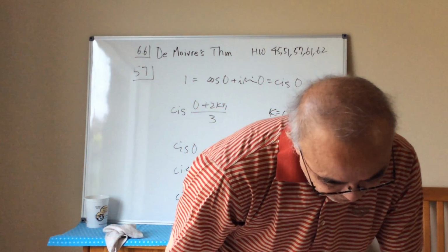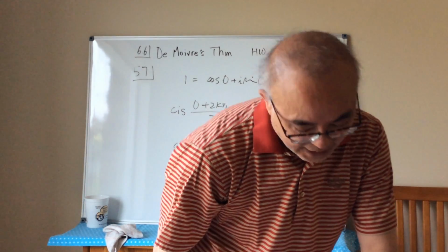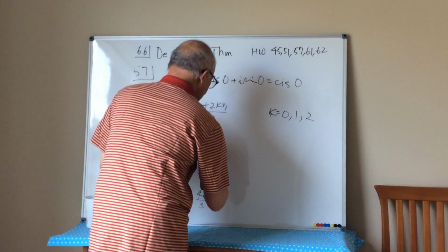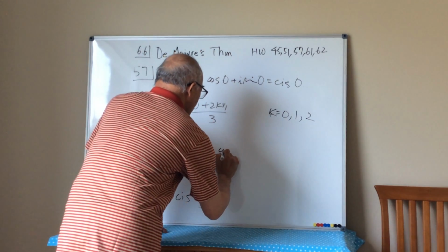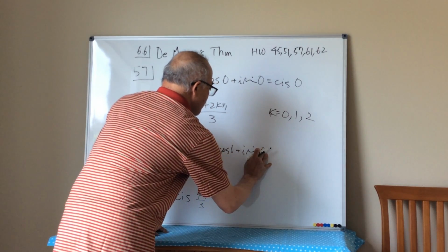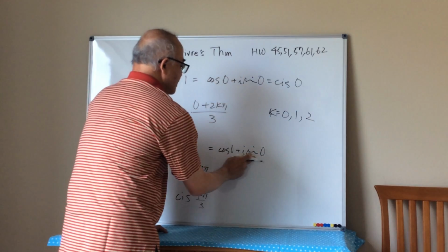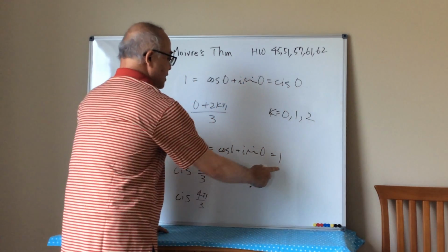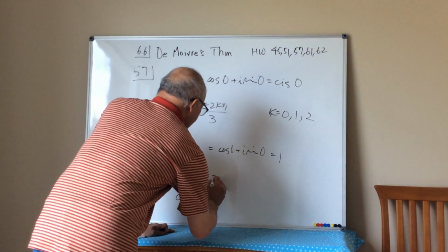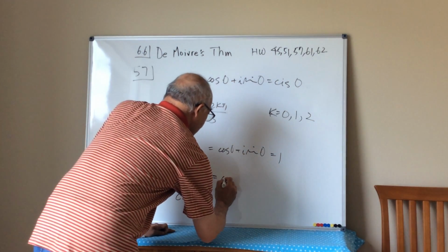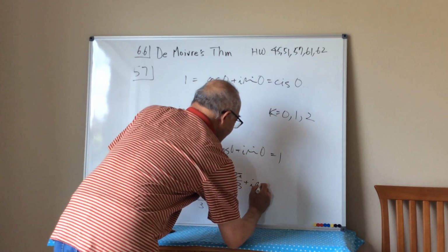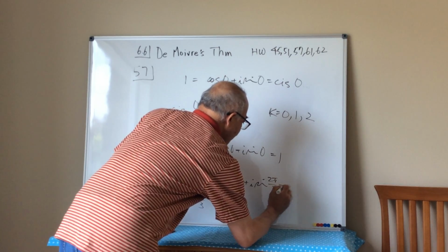And it says express the roots in standard form, which means a plus bi. So I have to transfer these into standard form. So it's going to be cosine 0 plus i sine 0. So this is 1, this is 0, so this is 1, right? 1 makes sense, right? The cube root of 1 is 1. Well, it has to be 1. And then I'm going to get cosine 2 pi over 3 plus i sine 2 pi over 3.